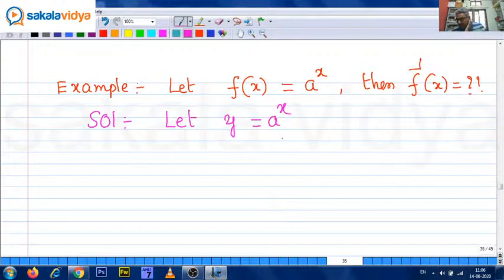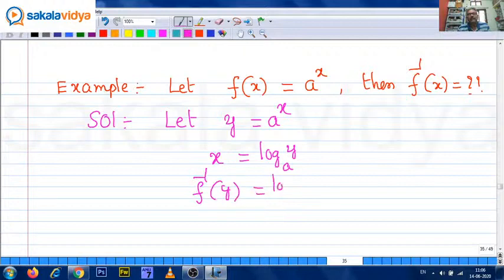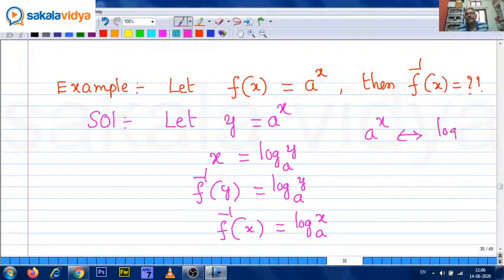See, a power x is the exponential form, then we need to change it into the logarithmic form. That means x is equal to log y to the base a. So this is f inverse y equal to log y to the base a. Therefore, f inverse x equals log x to the base a. That means a power x and log x to the base a are inverse functions. See, the inverse of a power x is log x to the base a. Even the inverse of log x to the base a is also a power x. That also we can do.